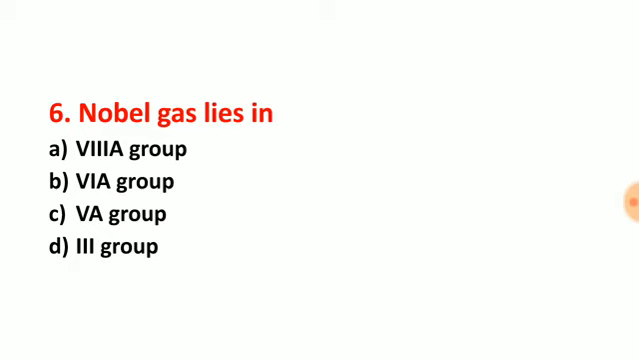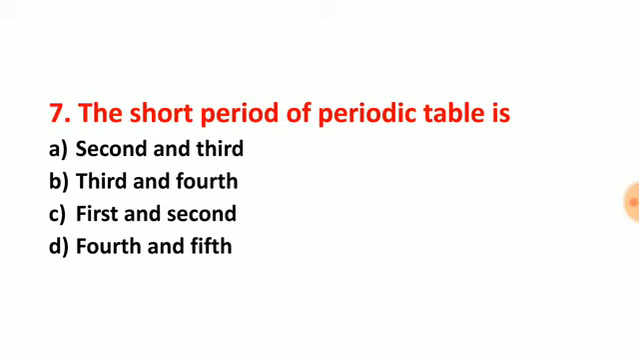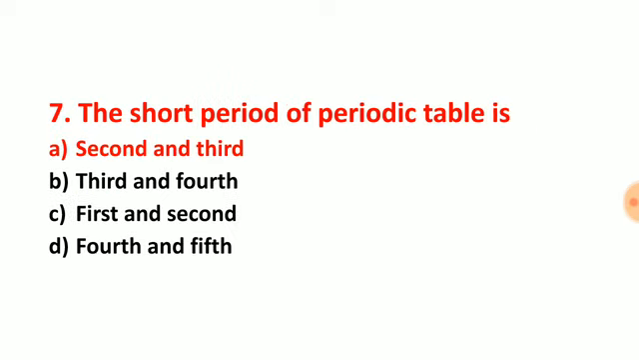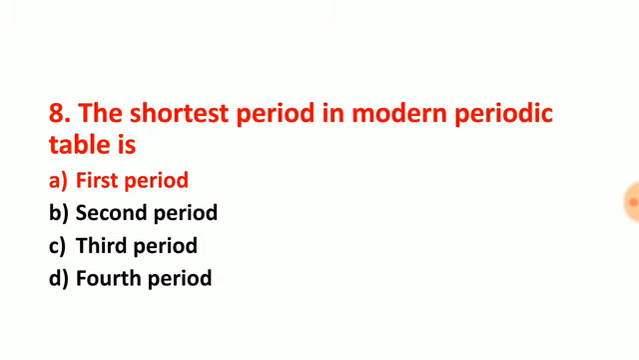Question number 6, noble gas lies in? As we know, in noble gas there are 8 electrons in the outermost orbit. Because of that it lies in VIIIa group, that is option A. Question number 7, the short period of the periodic table is? Second and third are the short periods in the periodic table, and the shortest period is the first period, and second and third periods are the short periods in the periodic table.